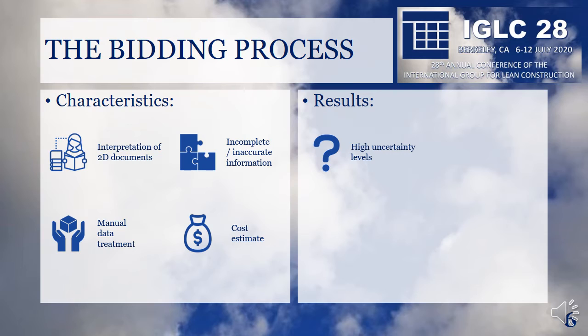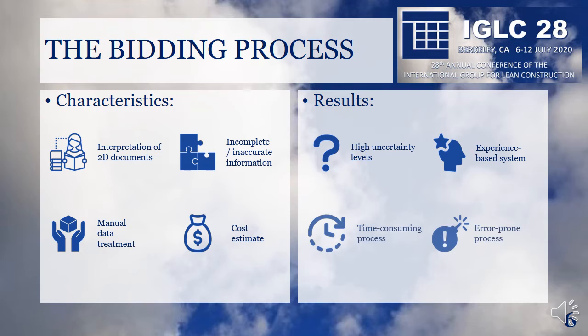Moreover, the accuracy of the interpretation and information extraction needed often rely on the estimator's experience, resulting in a manual, time-consuming, and error-prone process. Therefore, finding ways of reducing uncertainty by decreasing manual activities and subjectivity would result in a faster and more accurate bidding process.